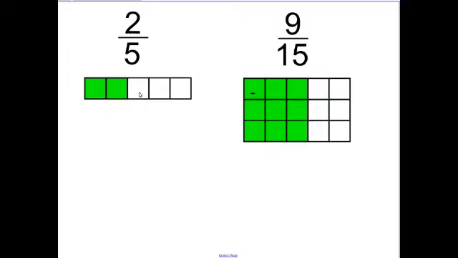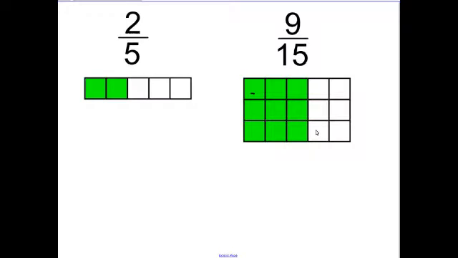So if we have a look at two fractions here, we have 2/5 represented here, so 2 out of 5 of the boxes that make up this shape are green, so 2/5 of them are green. And in this shape here we have 9/15 of the boxes that make up this shape are green, because we've got 9 out of 15.